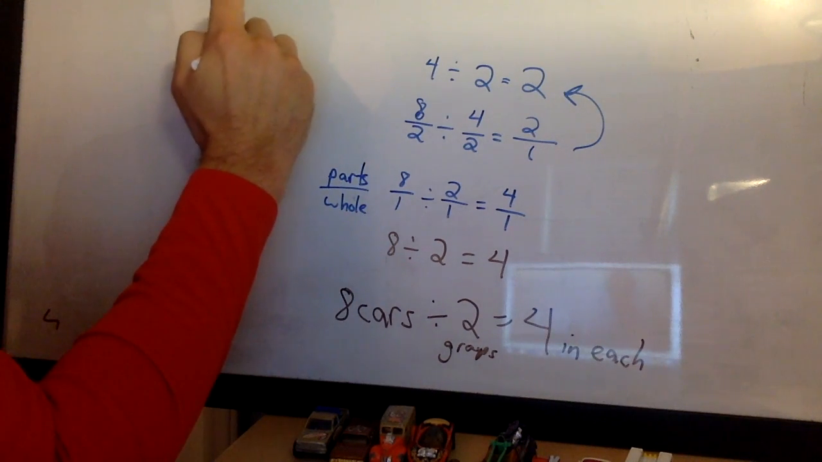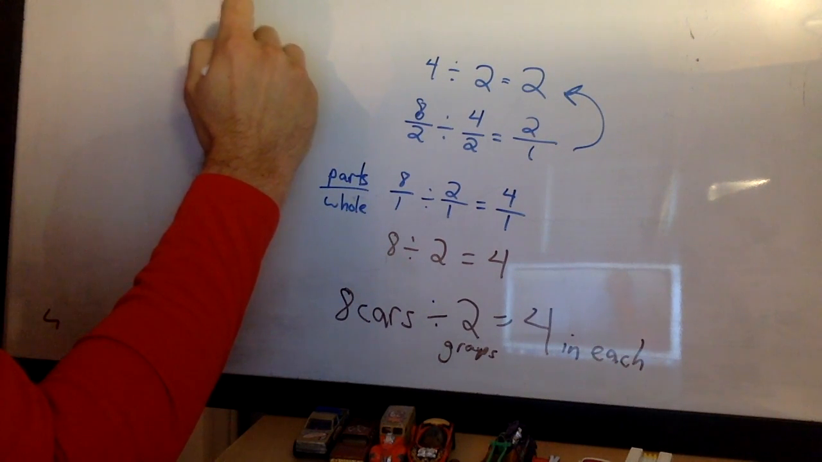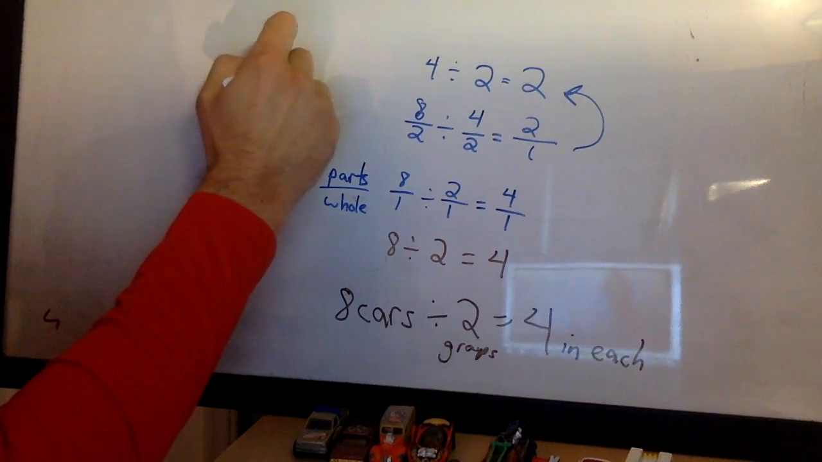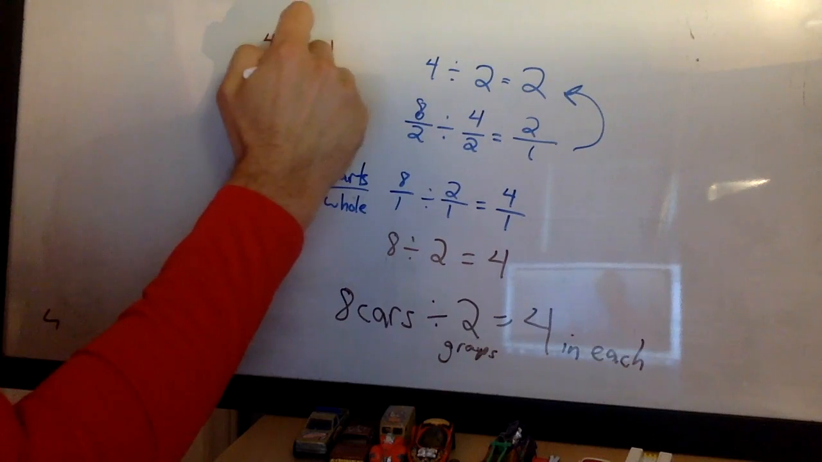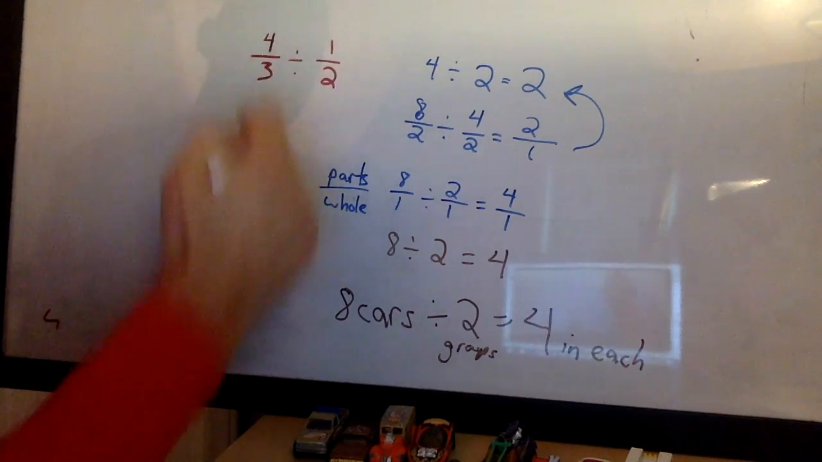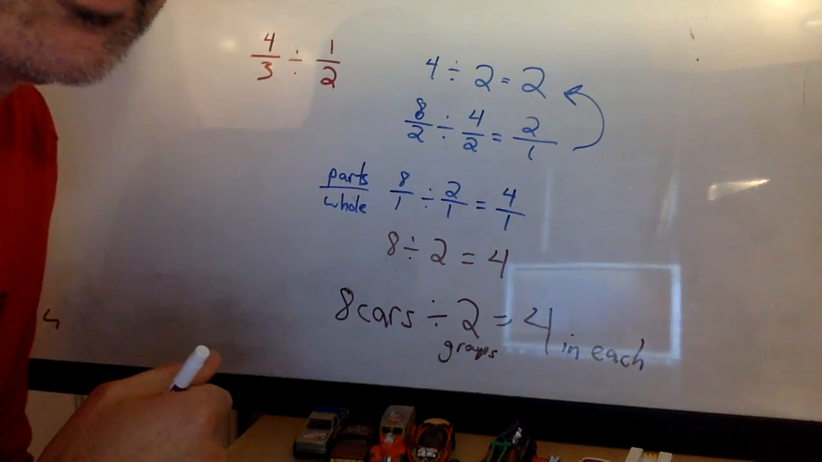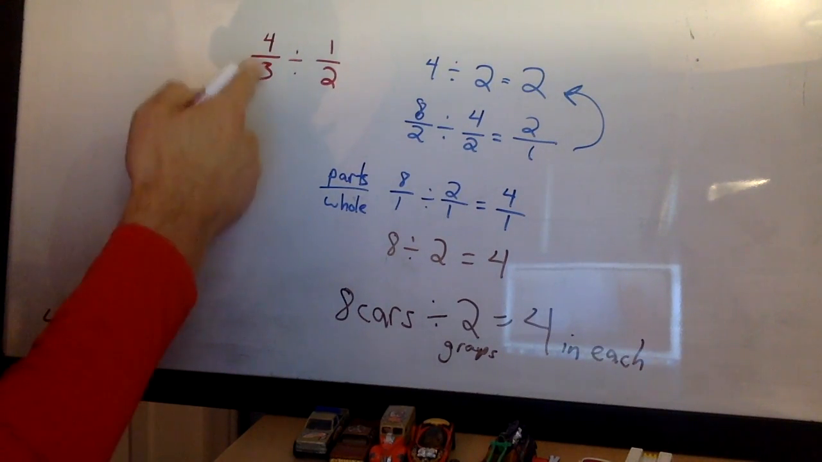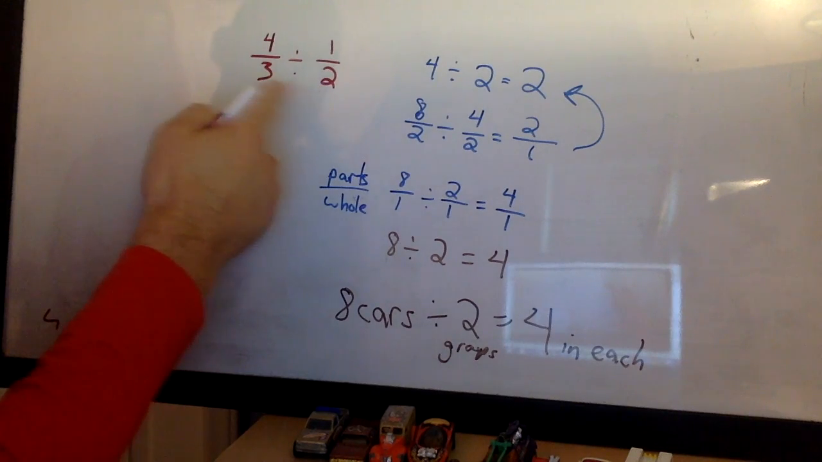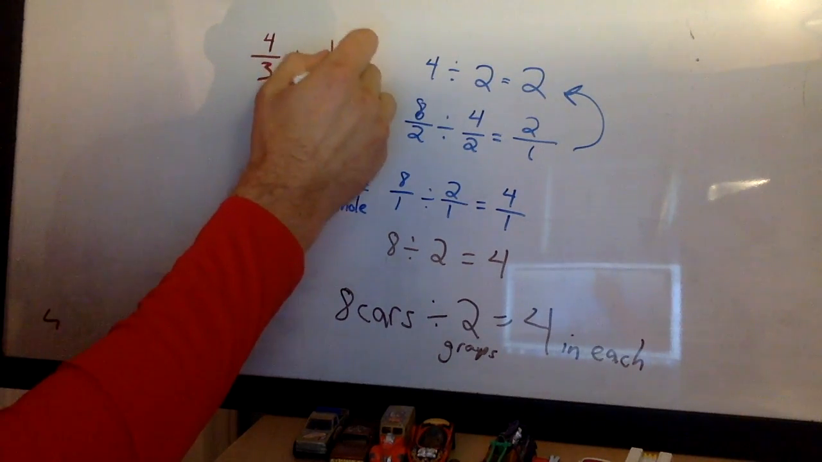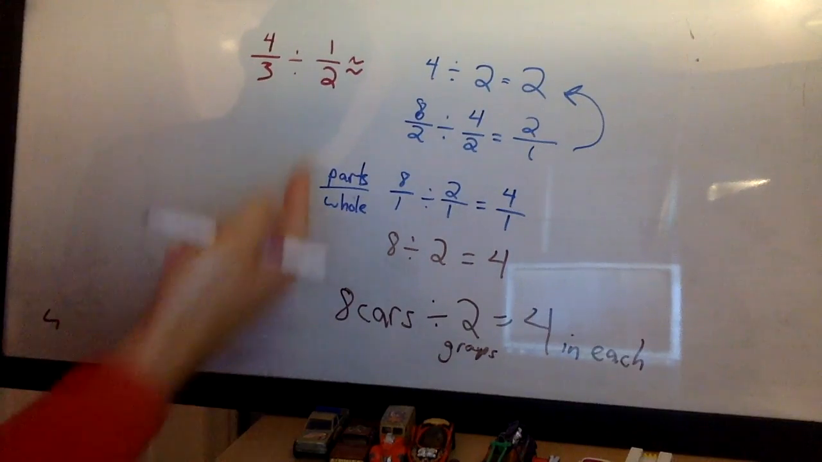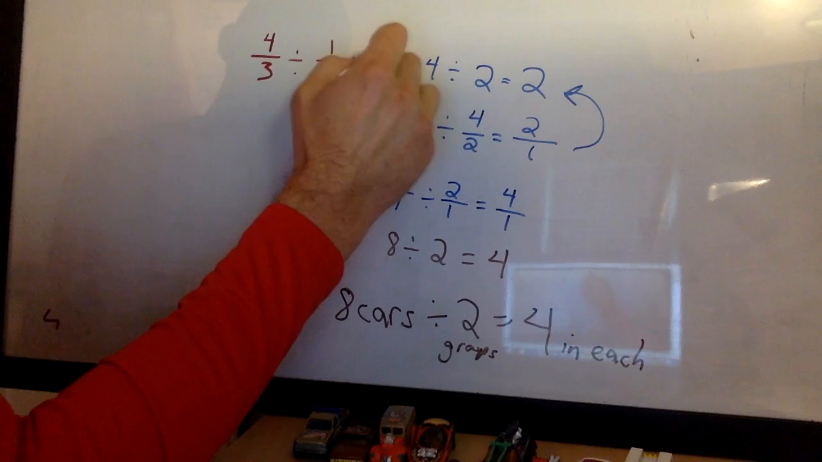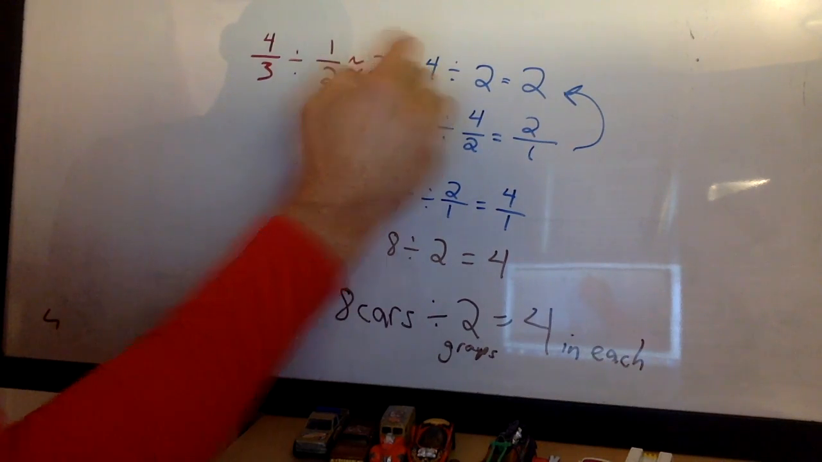So I'm going to take 4 thirds divided by 1 half. Now, let's think about that for a minute. 4 thirds is more than 1, right? I know that. And a half is, well, half of 1. So the answer should be somewhere a little more than 2. Because 2 halves makes a whole. This is more than a whole. So the answer should be 2 and a bit. That I'm pretty certain of.